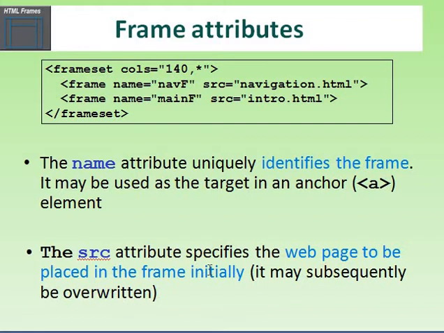Now we can see the frame attributes. The name attribute uniquely identifies the frame. It may be used as a target in an anchor element. While we were seeing the example, we saw that frame includes an attribute called name, which is used for naming purposes. In order to give an identity to a frame, we use the name attribute, so that using this name, anchor hyperlinks can specify their target. The source attribute specifies the web page to be placed in the frame initially.